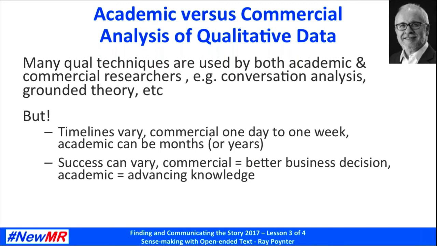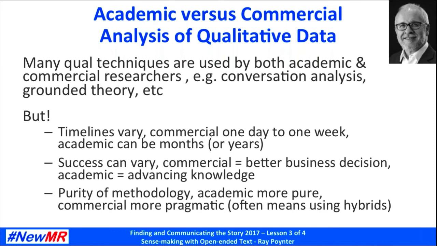Success is different. In commercial, we want a better business decision. We do market research so companies can make better business decisions. Academic research is usually about advancing the body of knowledge. Purity of methodology. Academics tend to be more pure. Commercial is more pragmatic, which often means using hybrids of techniques. However, I was at a conference recently which was mostly academic, and pragmatic is no longer a dirty word to most academics. People are saying things like the ontological wars are over, let's adopt a more pragmatic approach. And I found that very reassuring.